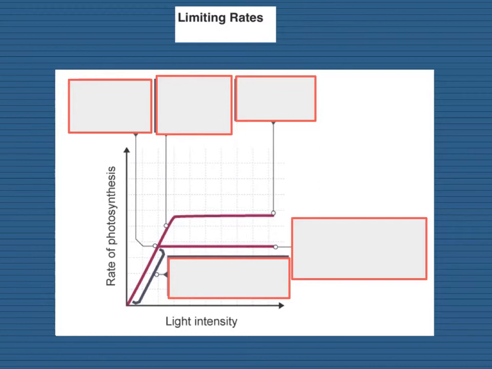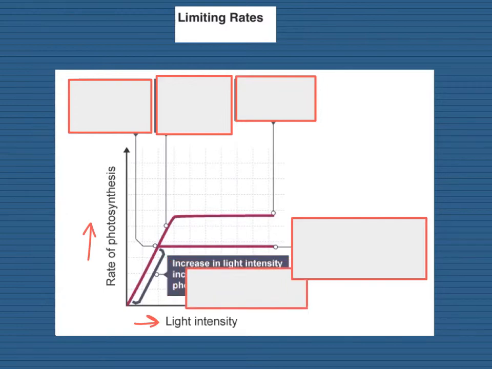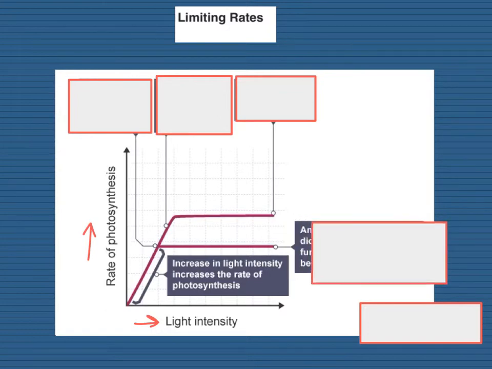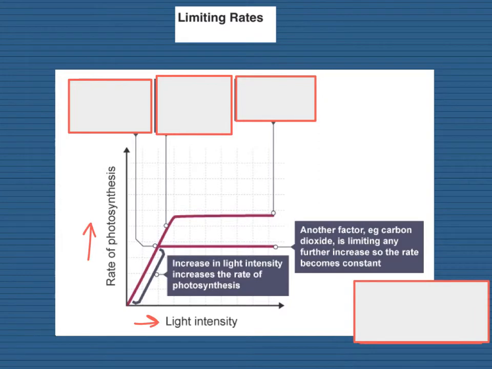Sometimes in an exam they'll ask you about limiting factors and they'll give you some information in a graph. If we look at this graph, it's related to light intensity and the rate of photosynthesis. The first thing is you can see that as light intensity increases, so does the rate of photosynthesis. And then it tends to reach a level. In this case we're reaching a limiting factor, and it says another factor, for example carbon dioxide, is limiting any further increase, so the rate becomes constant.